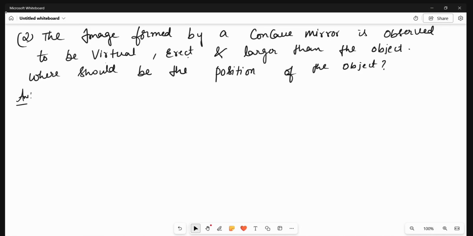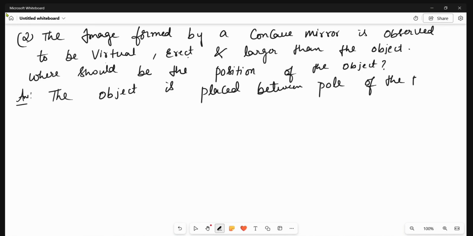Between F and P. So the object should be kept between F and P. That is between the pole of the mirror and its principal focus.